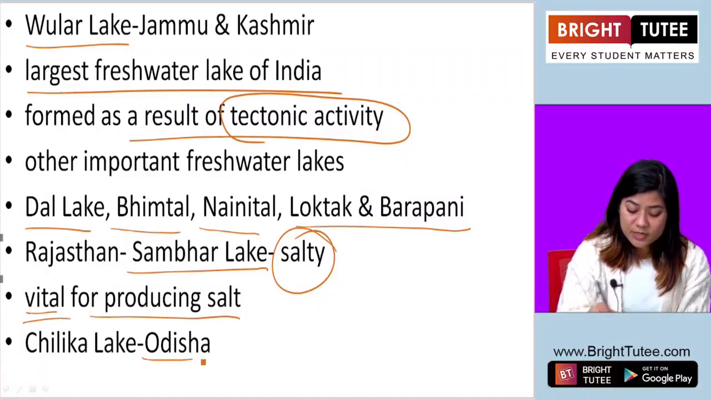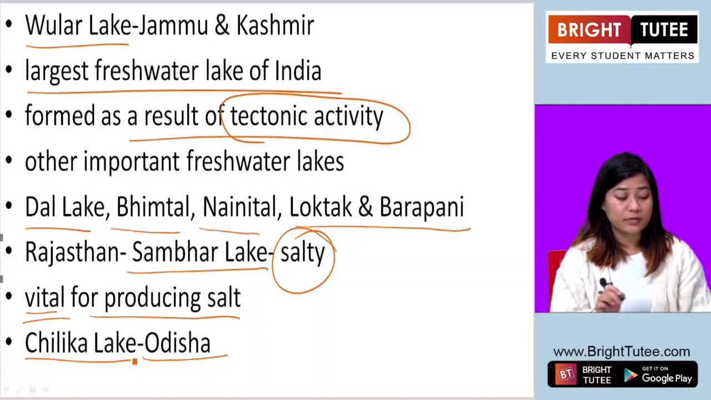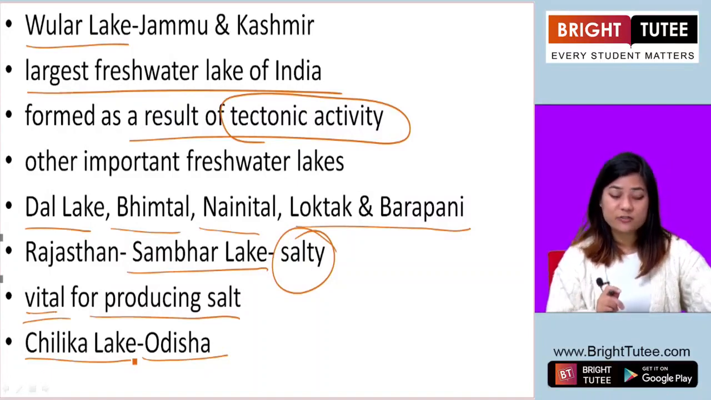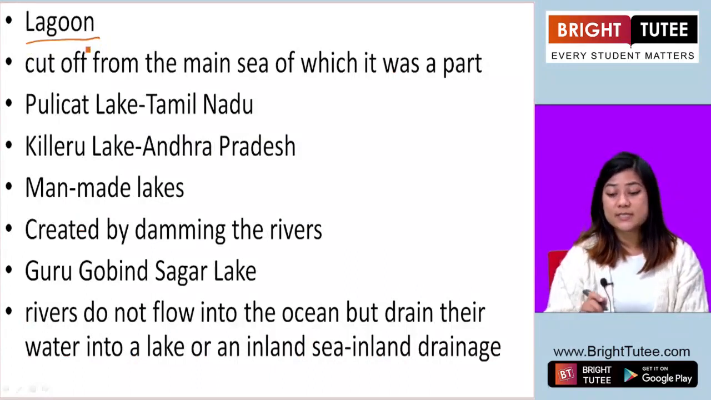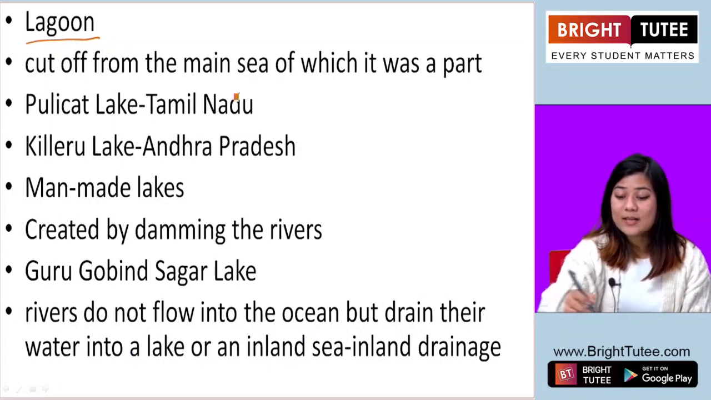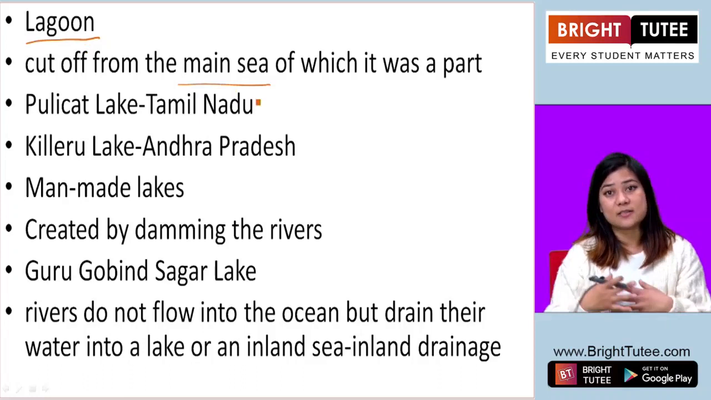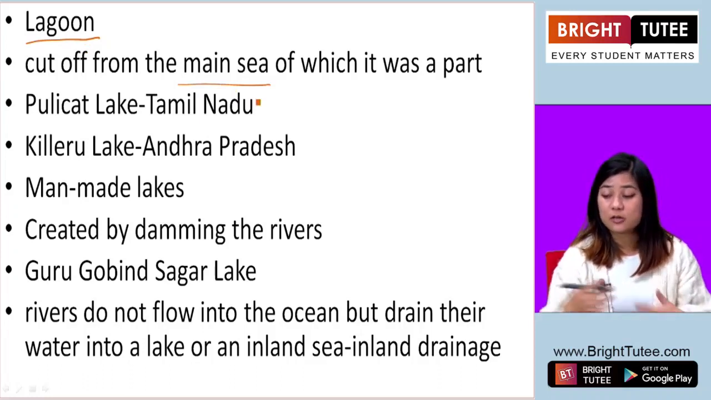Okay, in Orissa there is another important lake which is called Chilika Lake. Now this lake, very interestingly, is a lagoon. Okay, now what is a lagoon? A lagoon is a lake which was actually a part of the main sea, but then later gets formed into a lake, which is actually a lagoon.